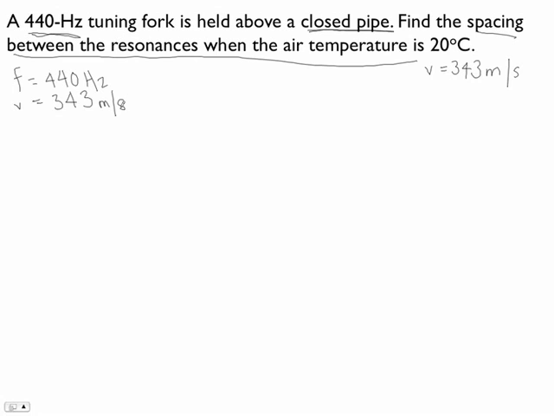On your test, I'm not going to expect you to memorize that. So we want to find the spacing between the resonances. So here's our formula for the fundamental frequency.